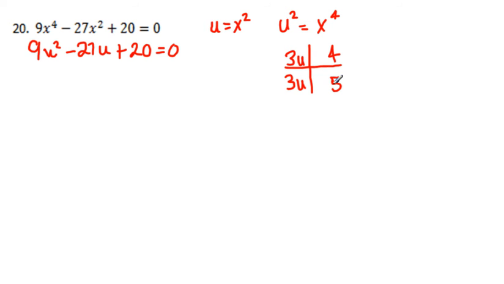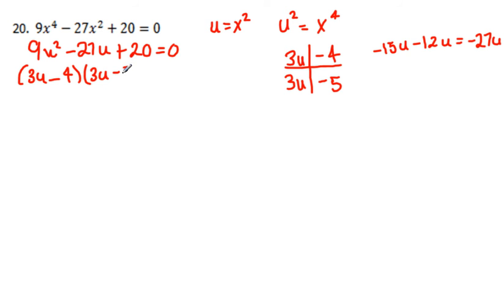If I cross multiply, I get 5 times 3u, which is 15u. 3u times 4 will give me 12u. I need this to add up to a negative 27u's. And the only way this can make negative 27 is if both 15 and 12 are negative. So that means both my 4 and my 5 are negative. So my factors are 3u minus 4 times 3u minus 5.